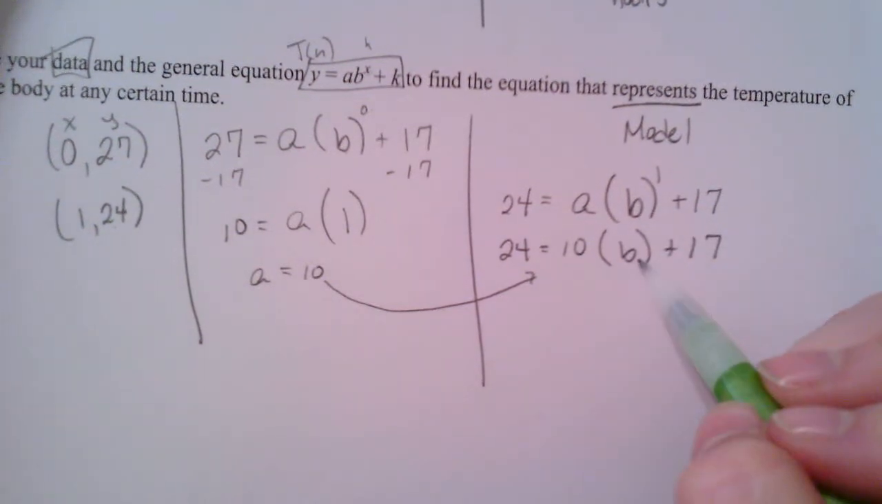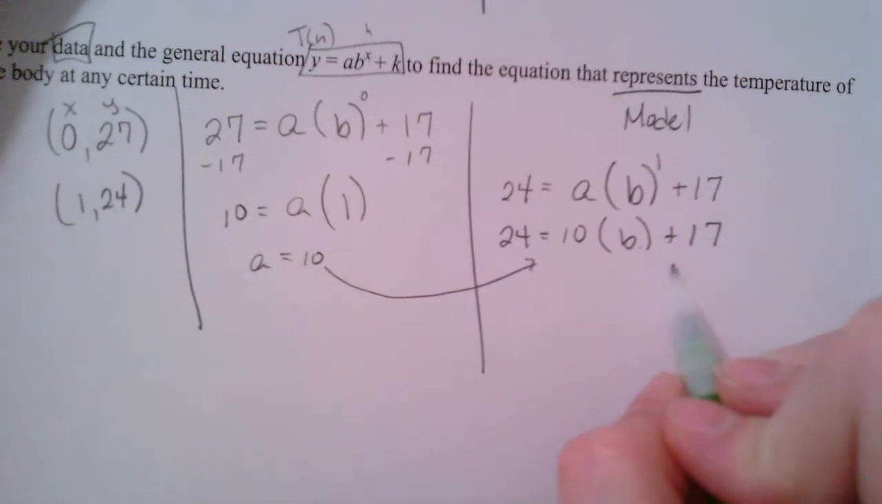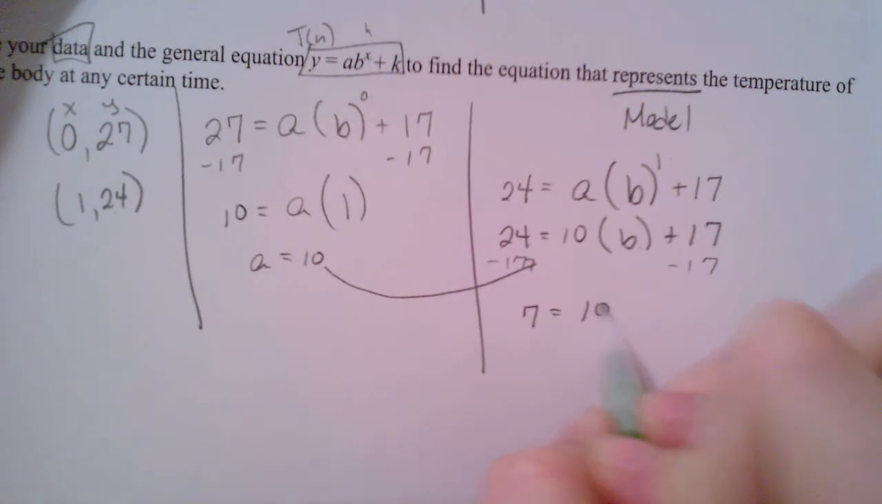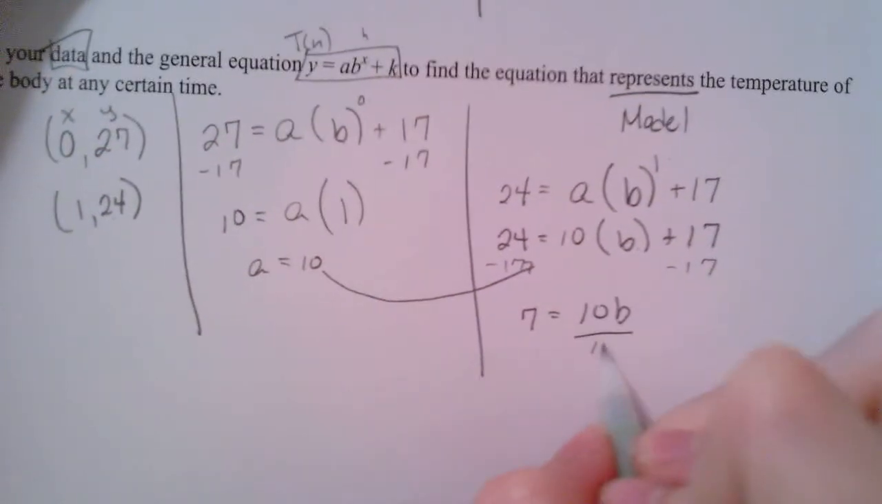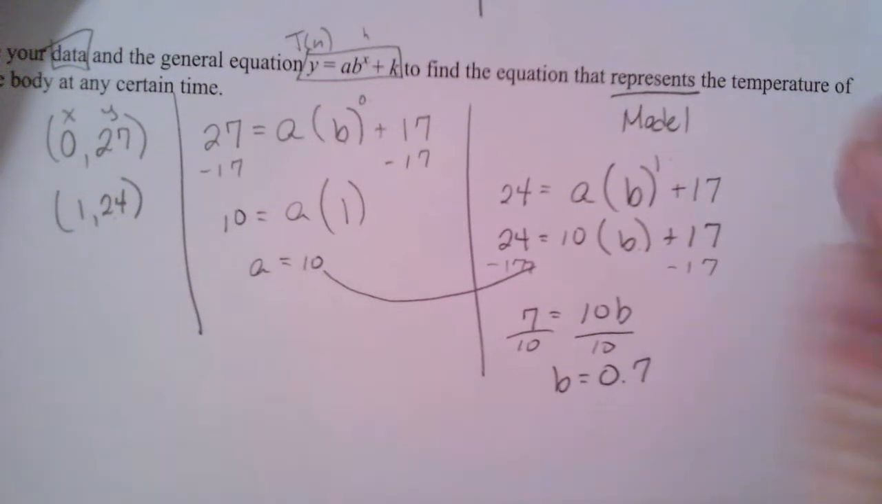B to the first power is just the number b. And so this is going to be pretty simple to solve. Let's start by subtracting 17, and I get 7 equals 10 times b. Divide by 10 on both sides, and b is equal to 0.7.